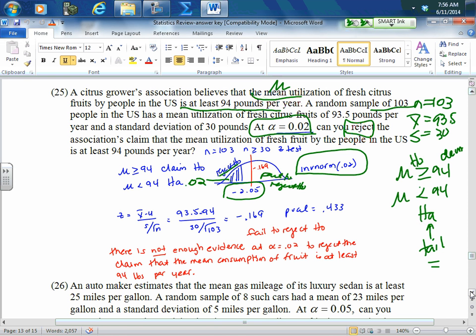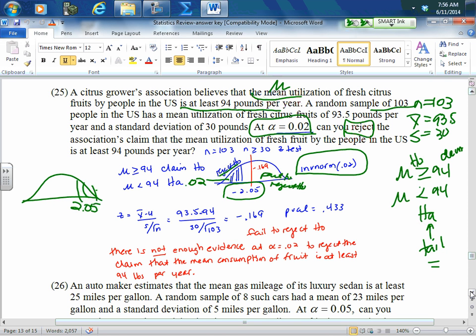And again, if you do inverse norm 0.02 and it's on the left-hand side, it is negative. If you do inverse norm 0.02 and the tail is on the right-hand side, make sure you put it as positive. Don't do the 1 minus it. Just do the regular 0.02 and place it. If it's to the right, it's positive. To the left, it's negative.